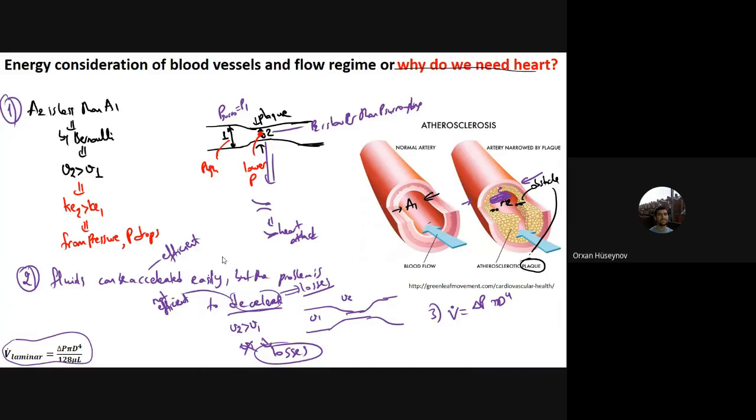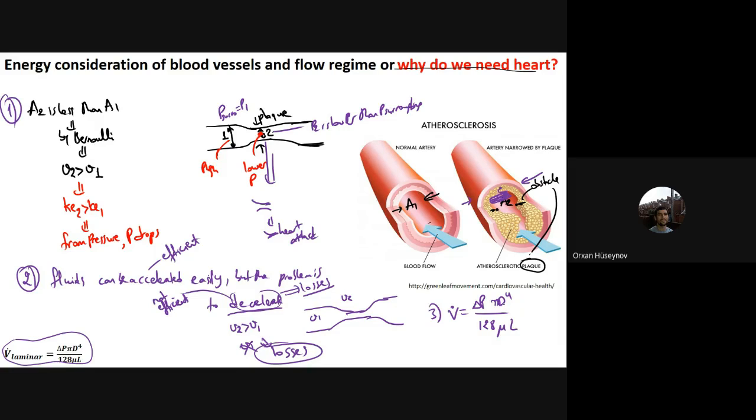So the third important point is that you will have delta P pi d to the power of 4 over 128 mu L. This is for laminar flow. For laminar flow, you can calculate the flow rate. For example, for blood flow, you can calculate what the flow rate is.